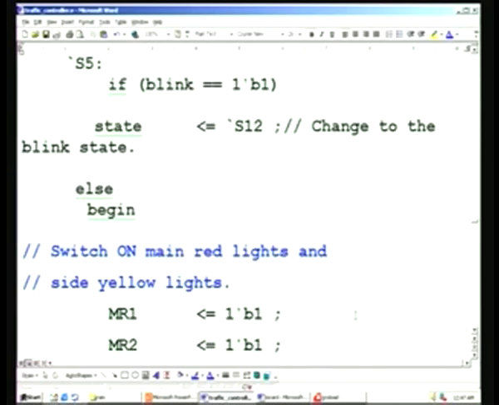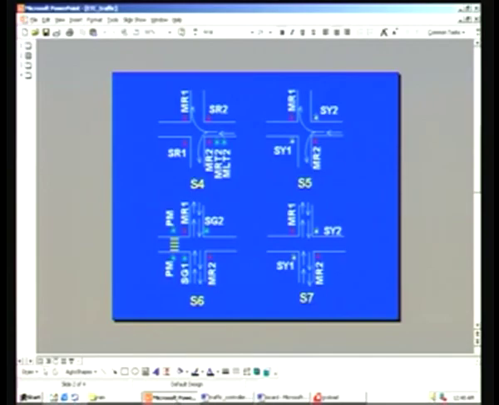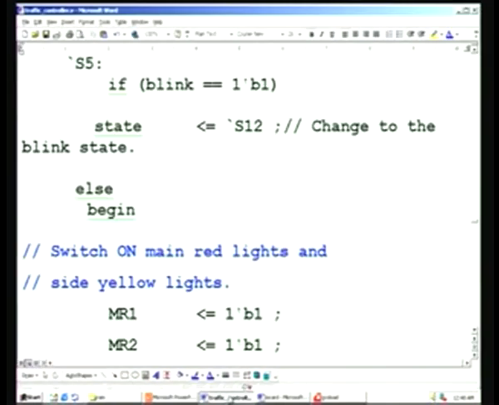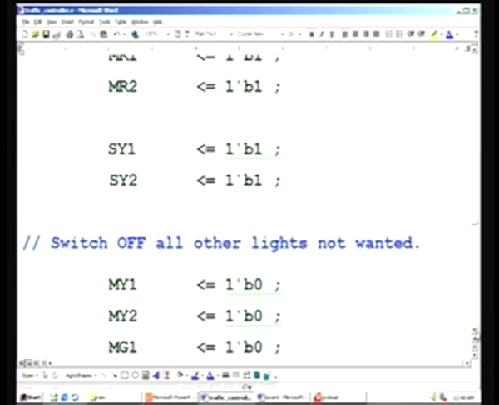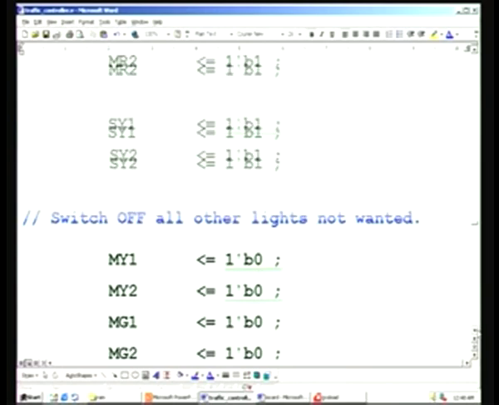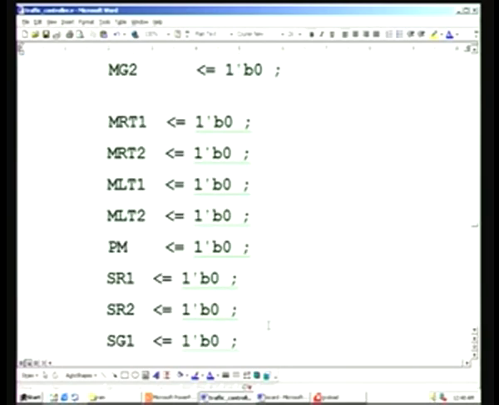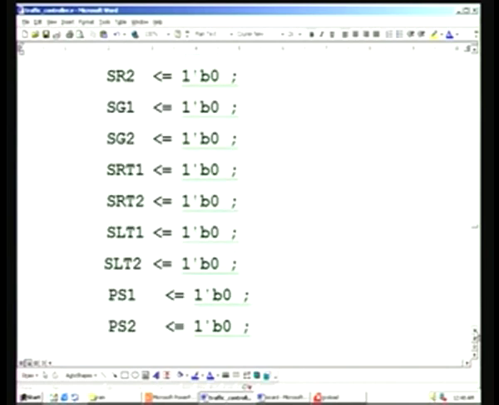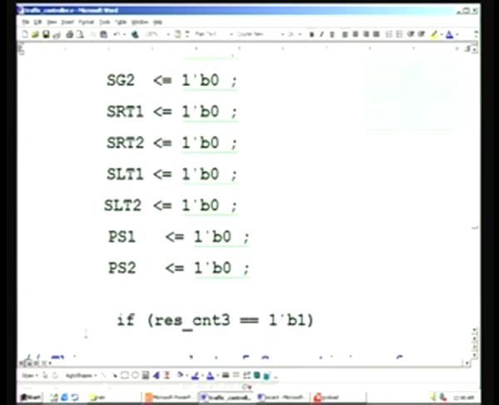So, S5 state here is they are just yellow transition in the same manner. So, you can see the yellow being on here and all others are off, and including MLT and SLPM, then SLT, as well as pedestrian crossing.